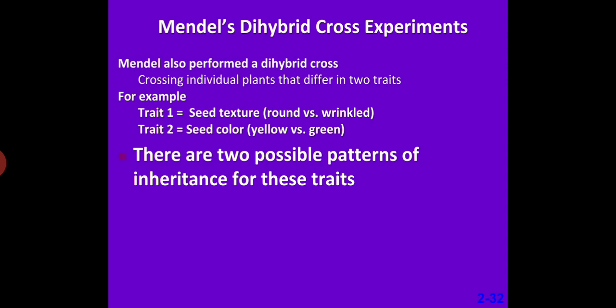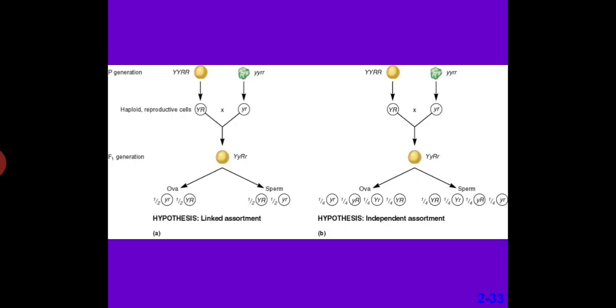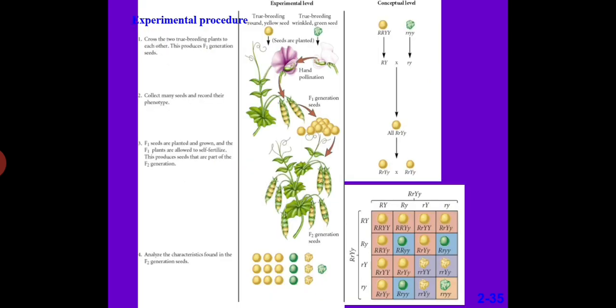Mendel's dihybrid cross experiment. Mendel also performed a dihybrid cross, crossing plants that differ in 2 traits. For example, trait 1 is seed structure, a round seed and a wrinkled seed. Trait 2 is seed color, a yellow seed and a green seed. There are 2 possible patterns of inheritance: it may be either a linked assortment or an independent assortment. Mendel wanted to test whether it is an independent assortment or a linked assortment.